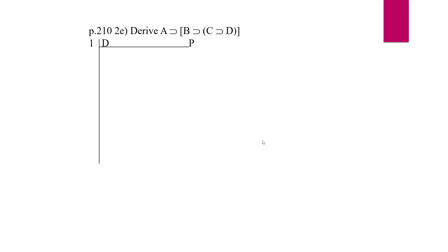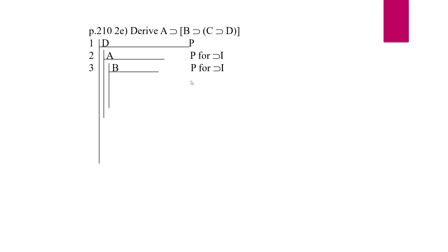So the strategy here is to do conditional introduction, right? We're going to start with our first antecedent, and then we're going to start with A. We're going to try to get if B, then if C, then D inside that one, right? So that's what we're going for at the bottom of this subderivation is if B, then if C, then D. And now we need to start trying to get that, right? So we're going to do the same thing again. We're going to assume B, and now inside this subderivation, we need to get if C, then D.